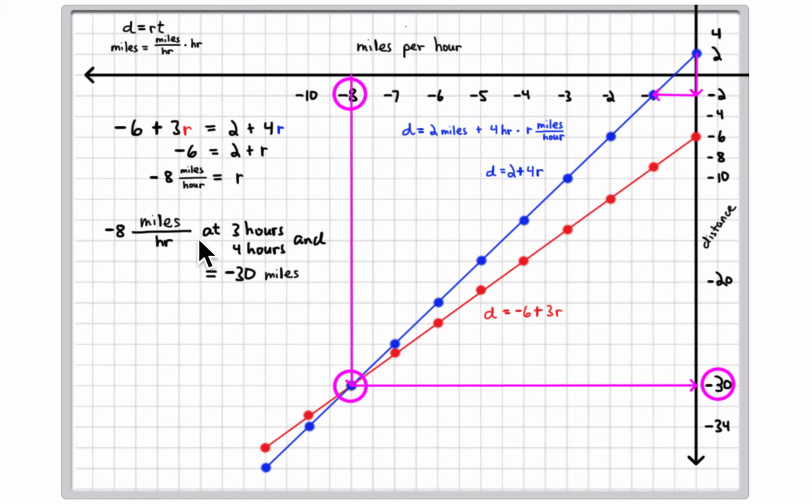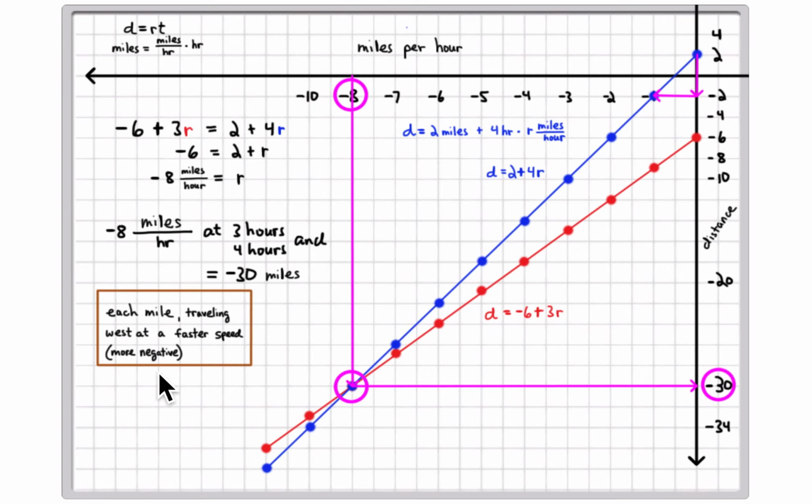So -8 miles per hour, this goes back to 7th grade when we looked at negative and positive integers. If you're traveling west, that was negative. So this is traveling at a speed going west, and this is a distance going west. So -2 miles is 2 miles in the west direction at a speed of -1 mile per hour, -2 miles per hour, -3 miles per hour. So it's increasing speed going west as you increase the distance.